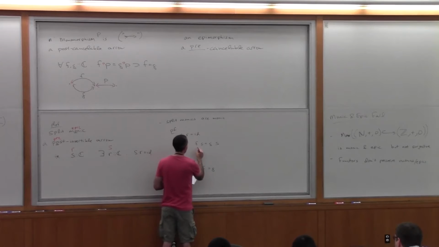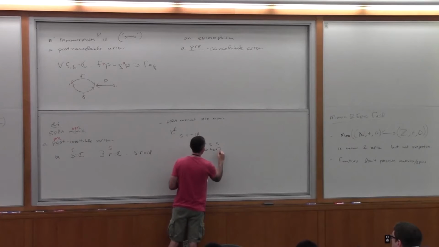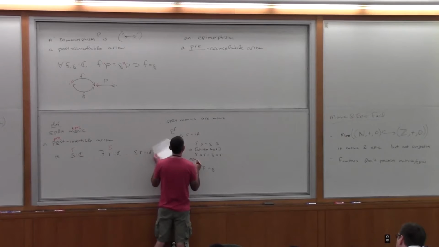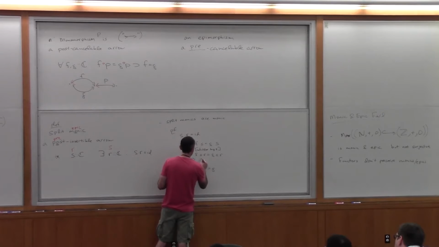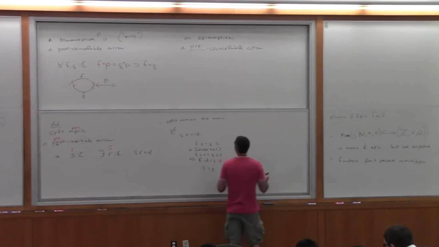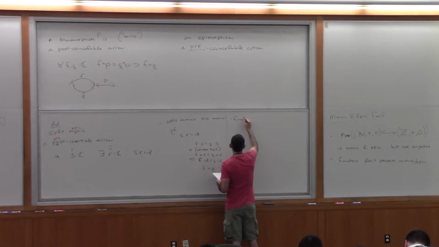Well, again, we whisker by R to get F followed by S followed by R equals G followed by S followed by R. And now we use the definition to see that F followed by the identity is G followed by the identity, and then we use the unit law to see that F is G. Okay? So split monics are monic, and crucially, functors preserve them.